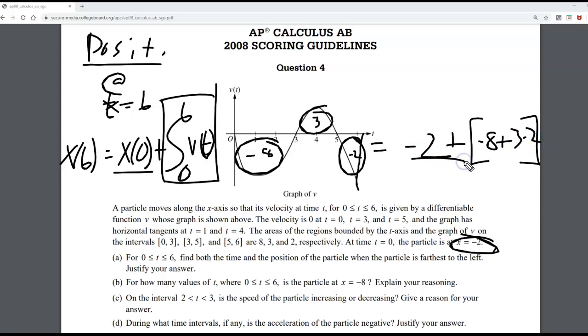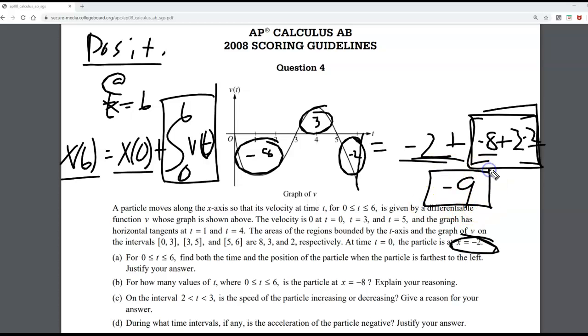So my object starts at negative 2. And this is all of the displacement that occurred. So if we just combine all those, it'll tell us my final position. So it started at negative 2, then it went 8 spaces to the left, 3 spaces to the right, and then 2 spaces to the left, which means now we are at position -9 if you add all those.